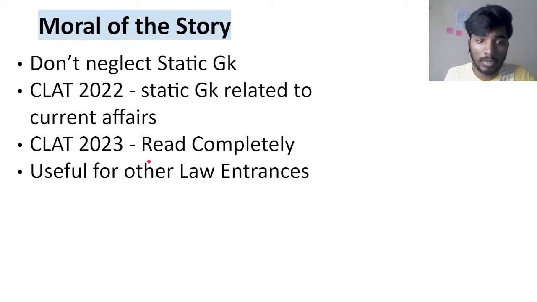And CLAT 2023 people, read completely because you have a lot of time. Read static GK because the current affairs including GK section is like a marathon. So static GK is like a small walk when you start the marathon. When you're starting the marathon, you don't run very fast in the beginning. You start slowly. So start with static GK and include it with the current affairs part as well. And static GK is useful for other law entrance exams like ULAT and also Symbiosis and also for Maharashtra State. These exams test on static GK, so you should not neglect it.